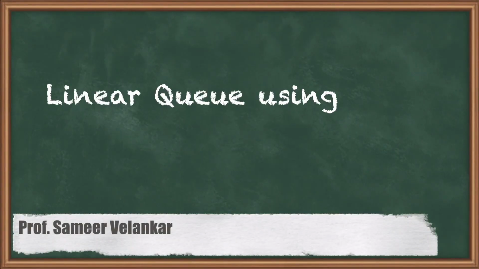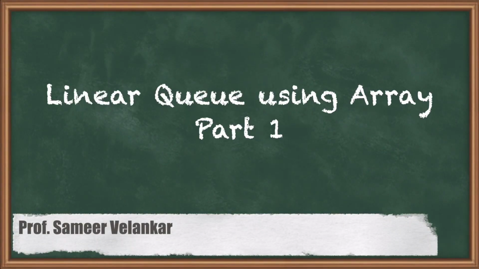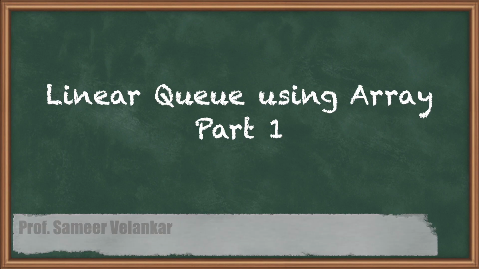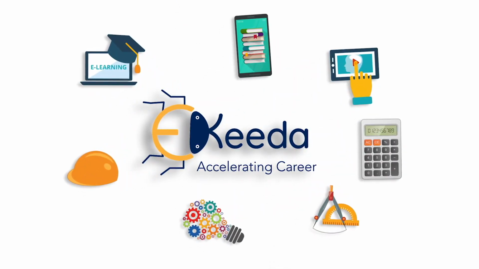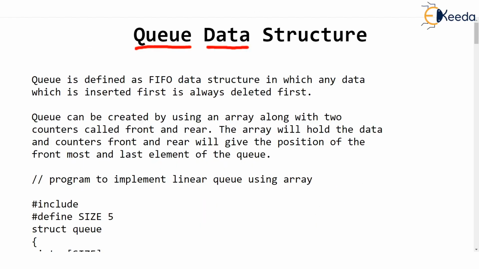Hello dear students. From this video onwards, let us see queue data structure, but we are going to build queue using array. In the previous videos, we saw how to build a queue using linked list. And we saw two types of queues, linear queue using linked list and circular queue using linked list. The same linear queue which we built using linked list will now be built using arrays.